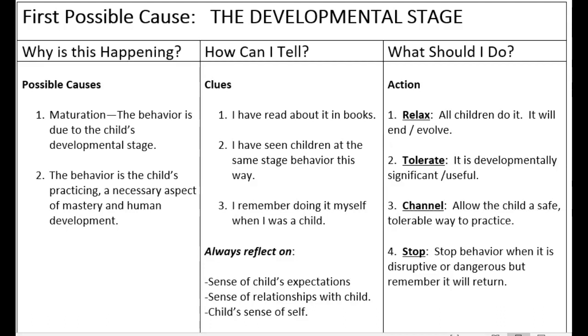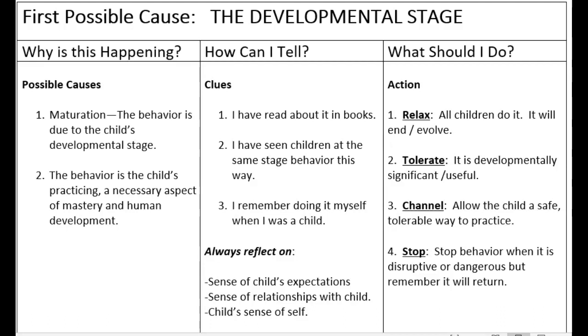We often know that 2-year-olds throw temper tantrums because they haven't learned yet how to regulate their emotions and their behaviors. So how can you tell that it's maybe a developmental stage? Well, you've read about it in books. You've seen children of the same age acting the same way. Maybe you actually remember doing it yourself. So do always reflect on the child's expectations, the relationship with the child that you have, and the child's sense of self. Where they are developmentally is really important.